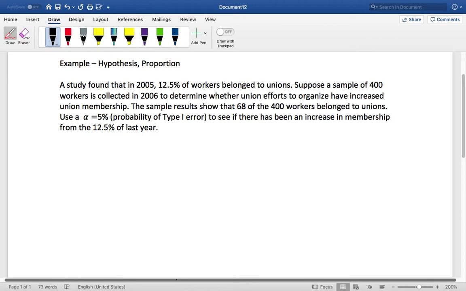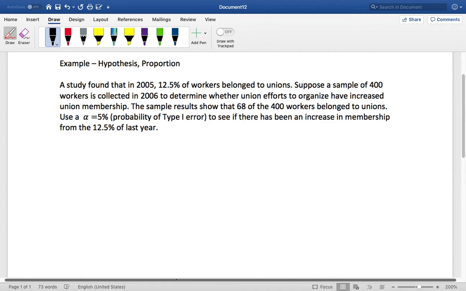Here we're going to do an example hypotheses question on proportions. This question is in your PowerPoints. A study found that in 2005, 12.5% of workers belong to unions.